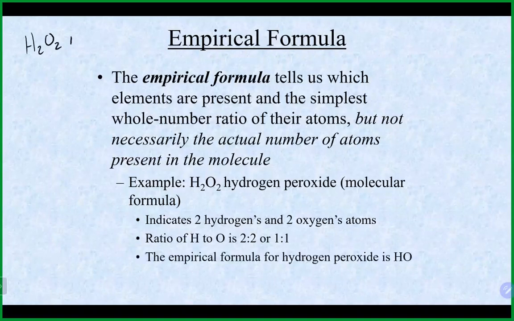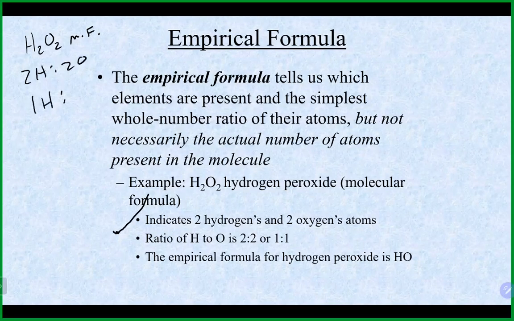H2O2 is the molecular formula for hydrogen peroxide. That is 2 hydrogens for every 2 oxygens, which basically if you divide by 2, it's the same as 1 hydrogen for every 1 oxygen, which gives us an empirical formula of HO.